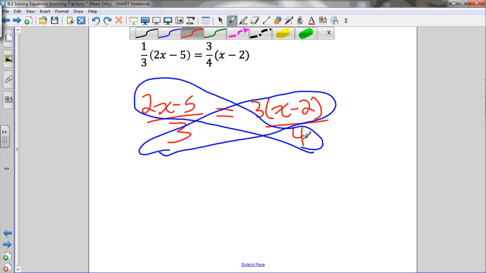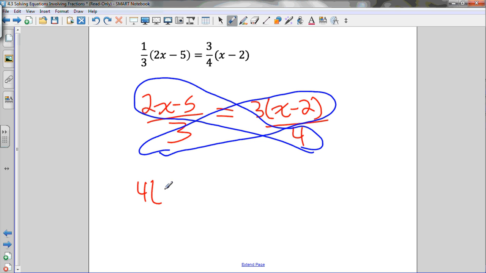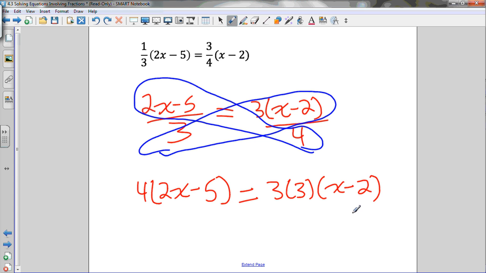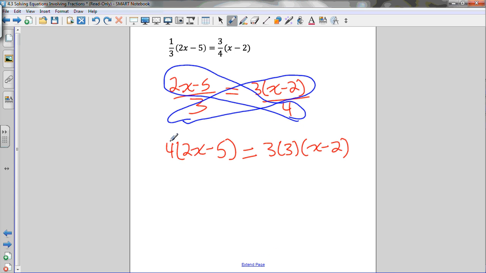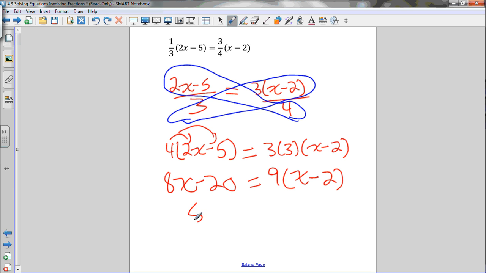So what I would have is 4 times 2x minus 5 on one side of the equation. And on the other side of the equation, I would have 3 times 3 times x minus 2. And then from here, just simplify. Get rid of your brackets by distributing the 4. So I have 8x minus 20 equals 3 times 3 is 9 times x minus 2. Then I'll distribute that 9. I get 9x minus 18.